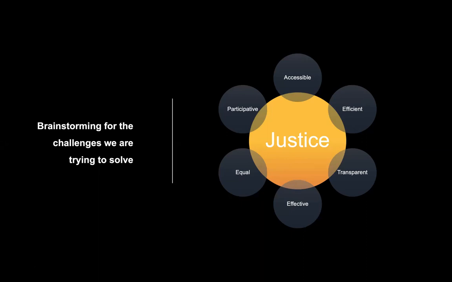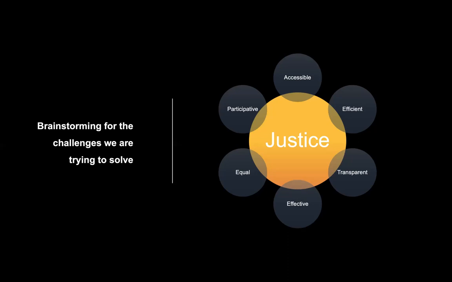And then I had 6 ideas. How do we improve justice or access to justice? The ideas are making it accessible, efficient, transparent, and effective. When justice is carried out, it should be final and enforced, for example. That's where effectiveness comes in.